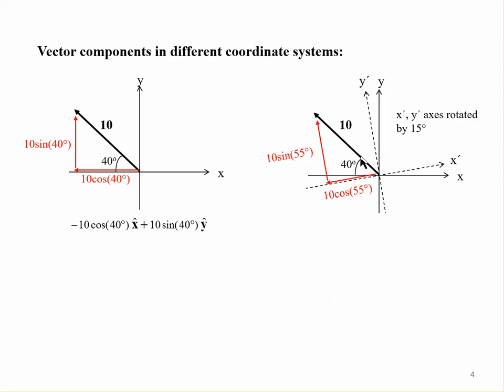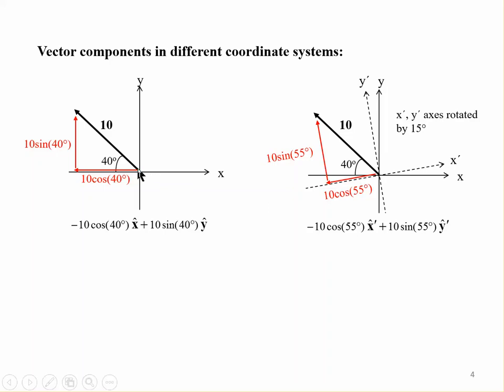So to express this black vector in terms of the sum of this vector plus this one, I write it as follows. I go 10 cosine 55 in the negative x hat prime direction, and then I go 10 sine of 55 in the y hat prime direction. What you're looking at here is this black vector expressed in terms of its x prime, y prime components.